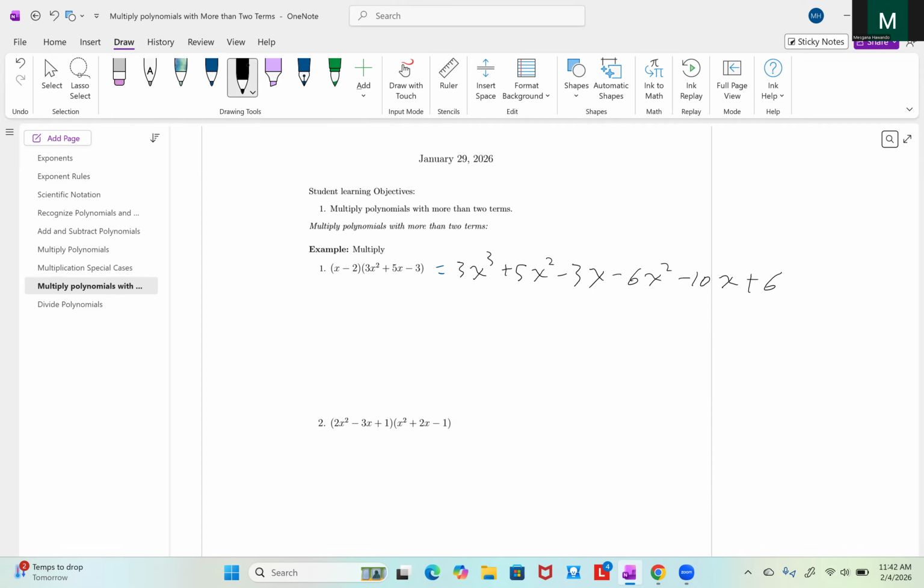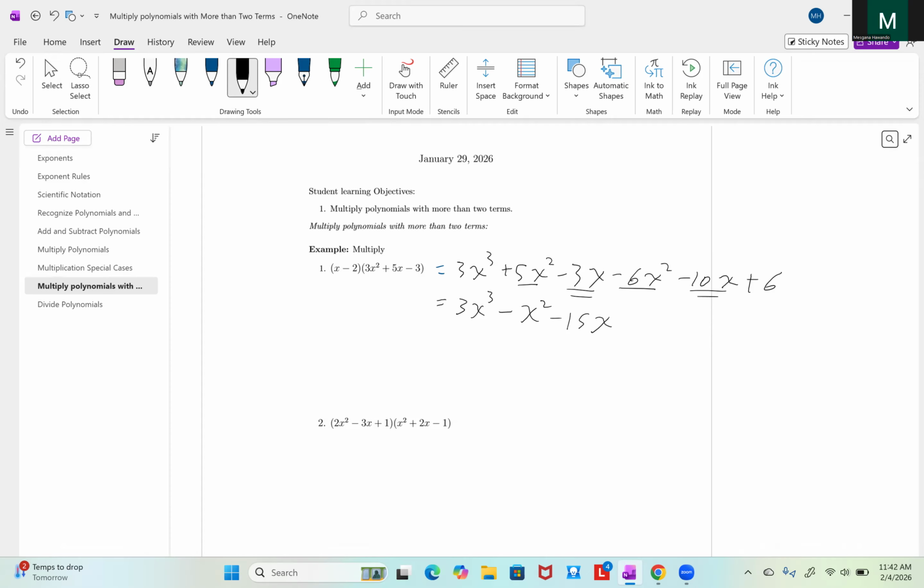Now we look for like terms. The like terms are the ones that have the same variable with the same exponent, okay? So we don't have any other term with x to the third degree. 3x cubed does not have a like term, so it remains as 3x cubed. 5x squared and minus 6x squared are like terms. So 5 minus 6 is minus 1, minus x squared. Minus 3x and minus 10x are like terms. So minus 3 minus 10 is minus 15, and we carry over the variable.